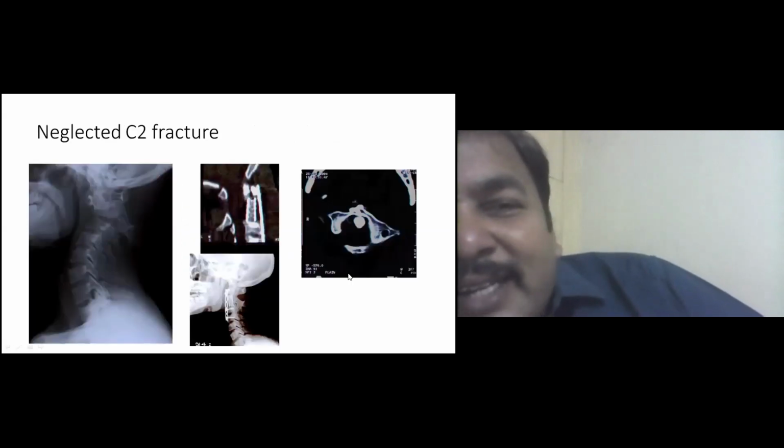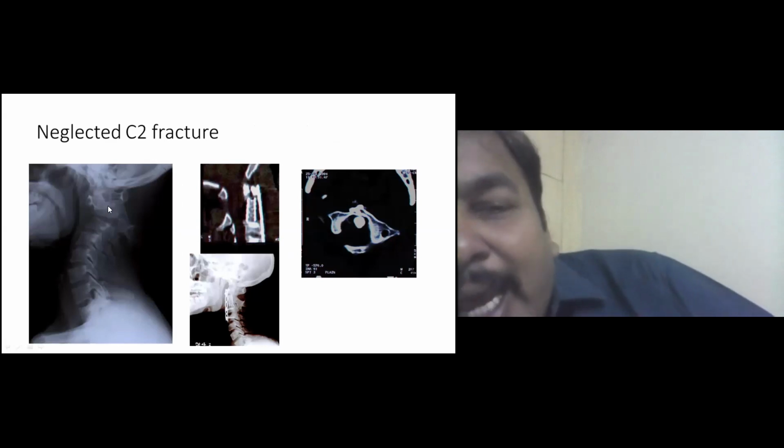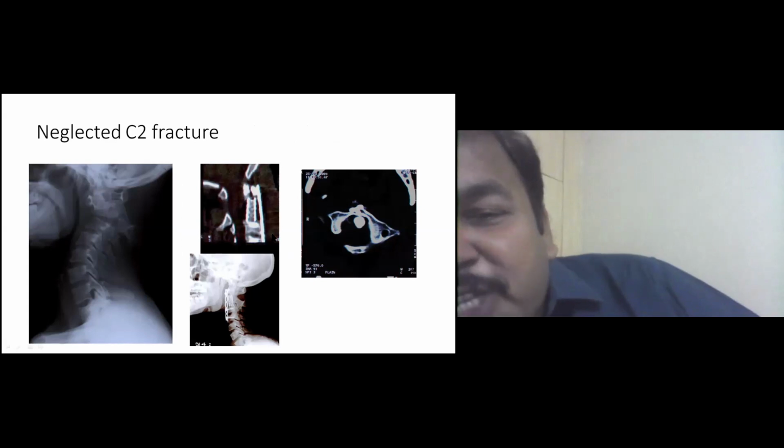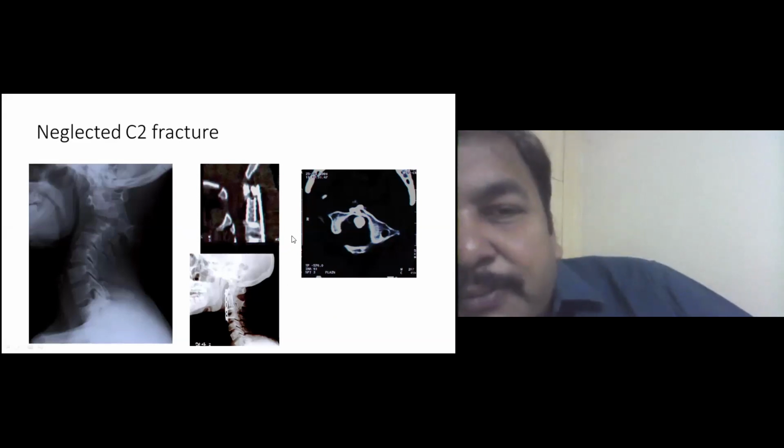Another neglected C2 fracture, where the patient came to us very late and had neurological deficits. We put this patient on traction. Once there was a reasonable reduction, we had to perform a C2 corpectomy, put a cage, and do a C1 to C4 anterior fixation. We had to use a larger cantilever because this was a highly unstable fracture.